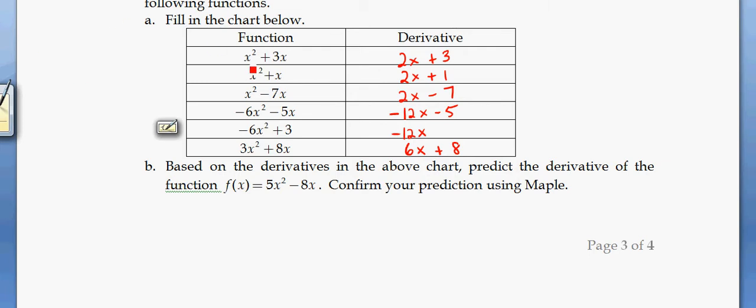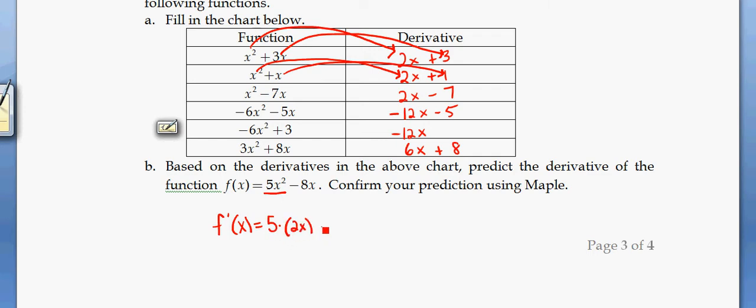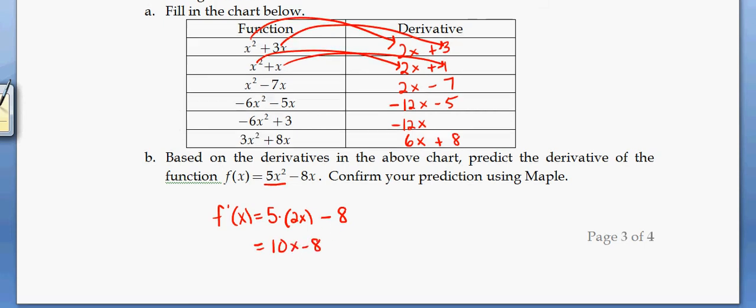So we know the derivative of x squared is 2x, so that's showing up. So it must be that the derivative of 3x is 3, and the derivative of x is 1, etc. So if you were looking at this and analyzing, I hope you were able to see enough of a pattern that we already know the derivative of 5x squared should be 5 times the 2x. And what I'm hopefully seeing you get from above is that the derivative of negative 8x would just be the negative 8. So in other words, the derivative is 10x minus 8. And again, I hope that you were able to confirm that using Maple.